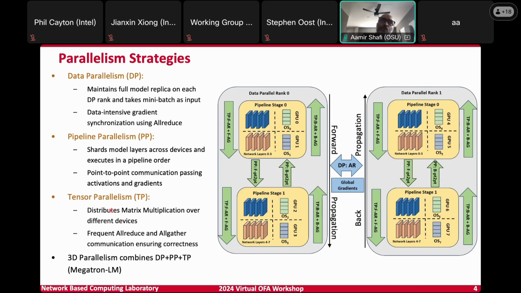But we also go one step further in tensor parallelism. I'm just looking at this pipeline stage 1. What we are doing here is splitting the layer into pieces as well.